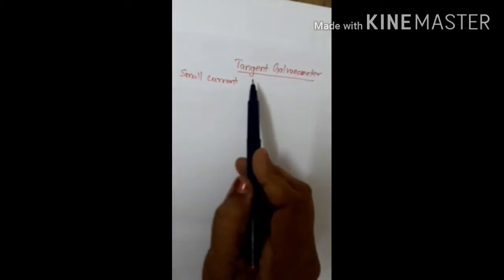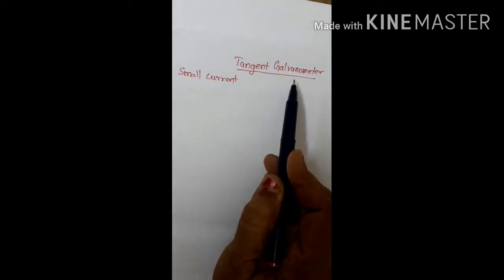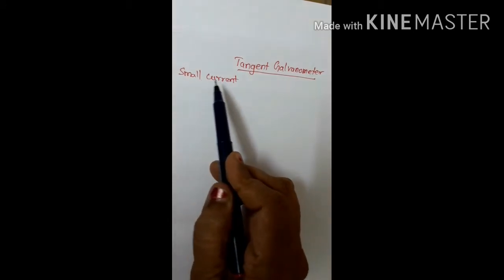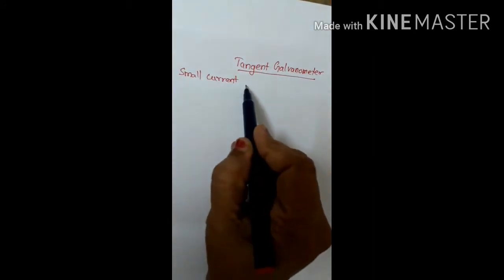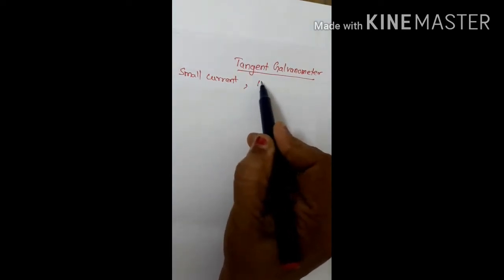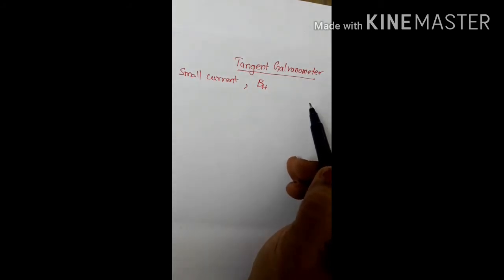Hello children, today we will learn about tangent galvanometer. What is tangent galvanometer used for? It is used to measure small current. Also, in the practical part, you will use this tangent galvanometer to measure the horizontal component of Earth's magnetic field.